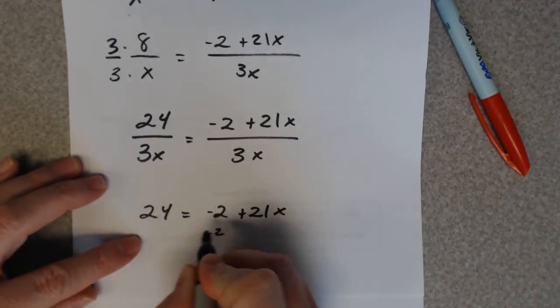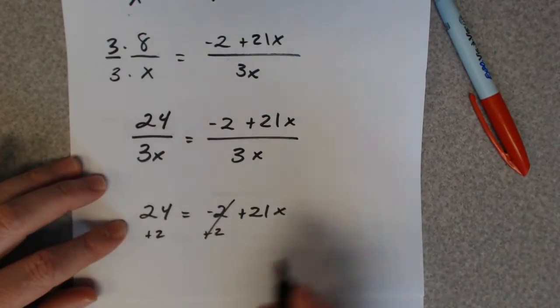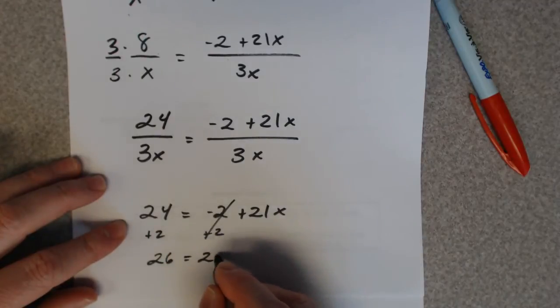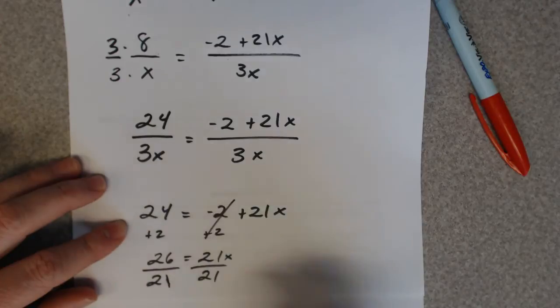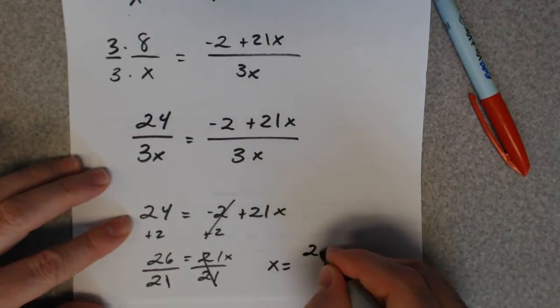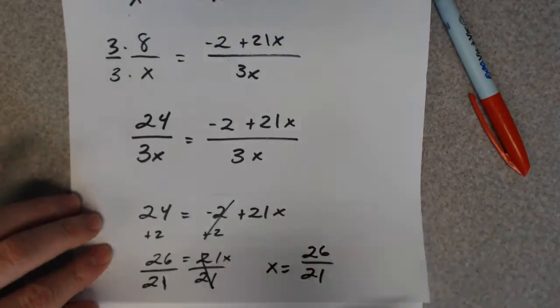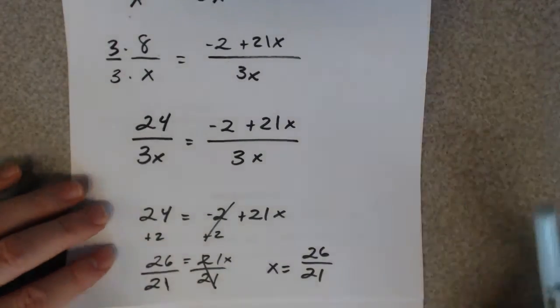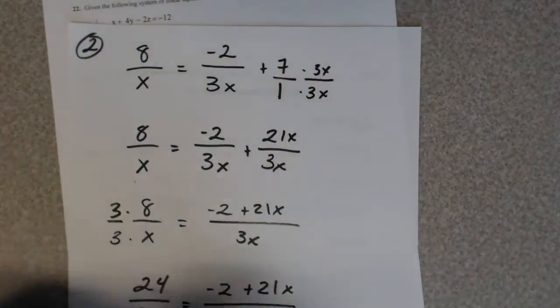well, I'd add the 2 away. Divide by 21. My x is equal to 26 over 21. And I forgot. Remember I said that earlier, I'd forget.